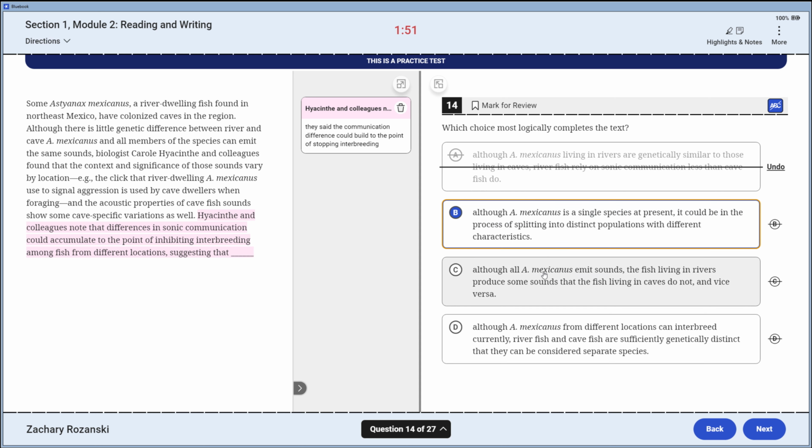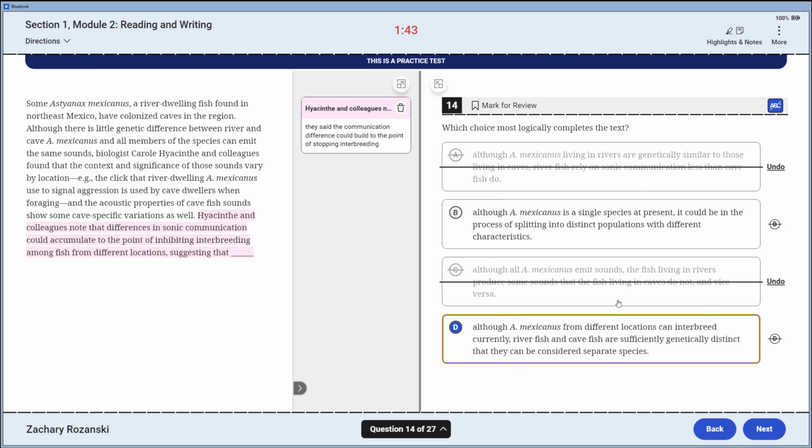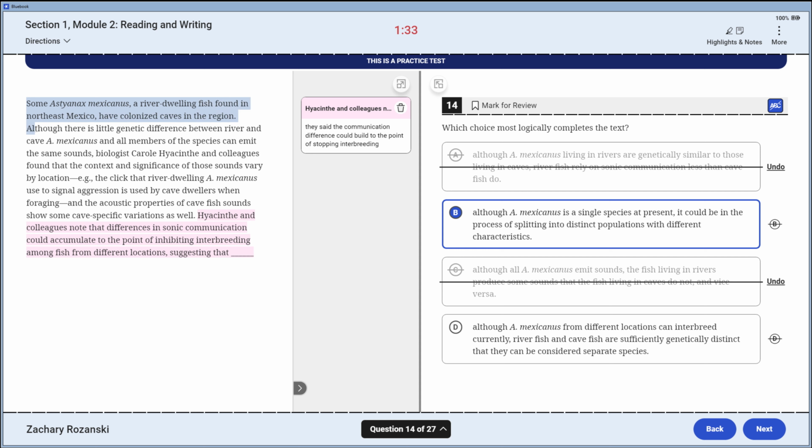That I like. Speaking about breeding, the fish that live in rivers produce sound. This question about sound is kind of unhinged. Although from different locations can interbreed currently, these are both pretty chill. This statement is saying that they are currently genetically distinct. This one is saying that they are splitting into distinct. I'm going to start reading because they are disagreeing about the fact of the matter. This is saying there's little genetic difference that seems to be present. Therefore, B is the right answer.